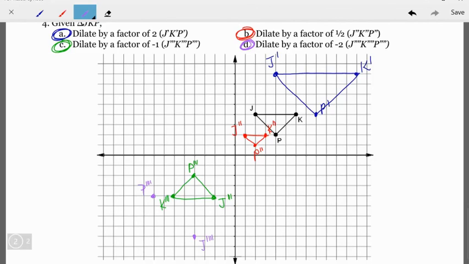K was 6, 4. So times -2, negative 12. So 2, 4, 6, 8, 10, 12. 4 goes to negative 8. So 2, 4, 6, 8. K quadruple prime, connect your dots. Again, twist it around and upside down and twice as big as our original figure.